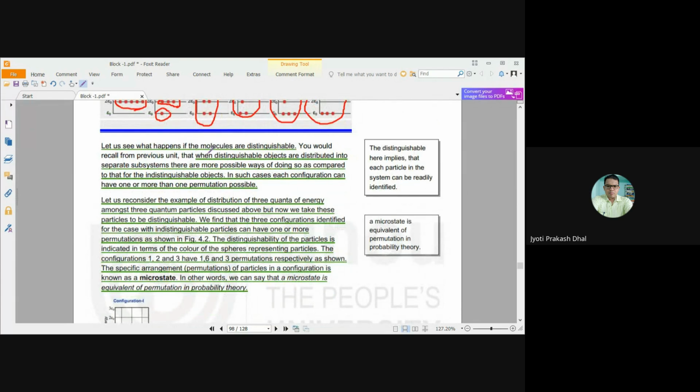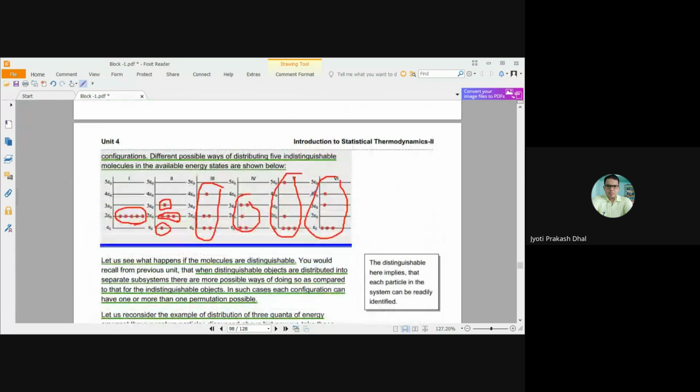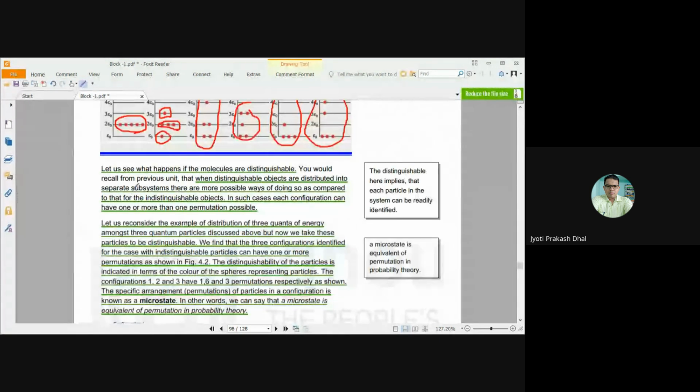Let us see what happens if the molecules are distinguishable. In the previous condition, all the 5 molecules are indistinguishable. That means all the 5 molecules are identical, so you cannot distinguish individual molecules. But in the next case, let us see what happens if the molecules are distinguishable. When distinguishable objects are distributed into separate subsystems, there are more possible ways of doing so as compared to indistinguishable objects.